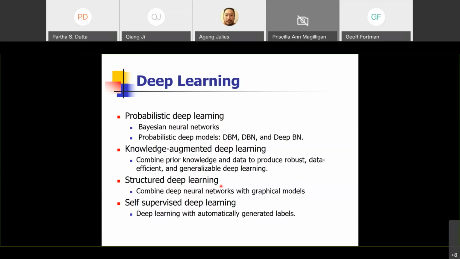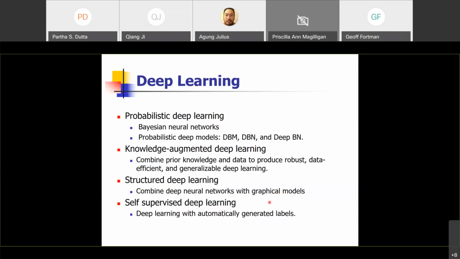We also have structured deep learning. Basically, structured deep learning combines deep neural networks with graphical models. Right now, deep neural networks use a very simple function such as softmax. Here in the front end we have a neural network, and in the rear end we have a graphical model.